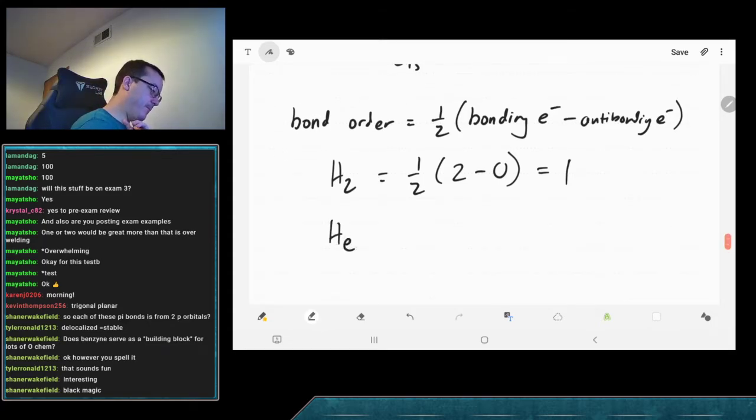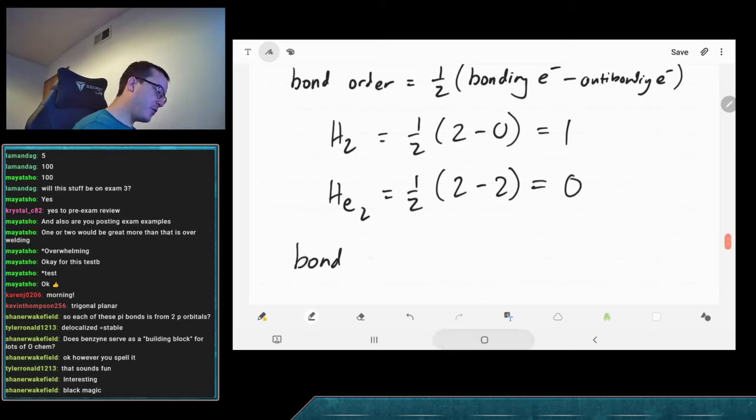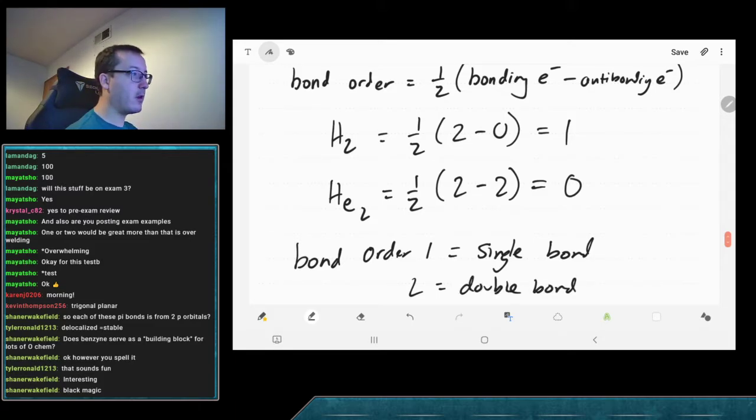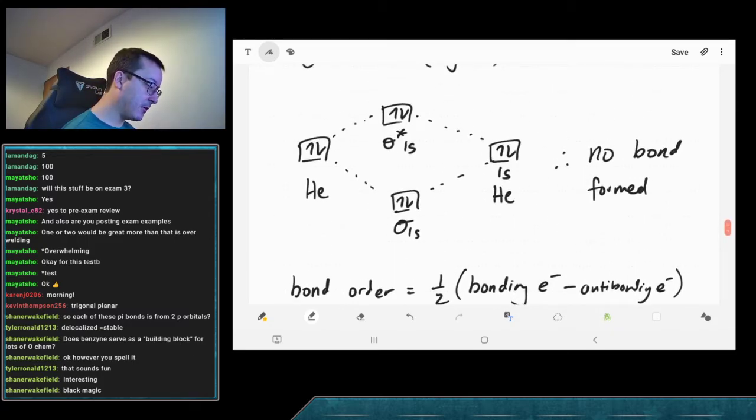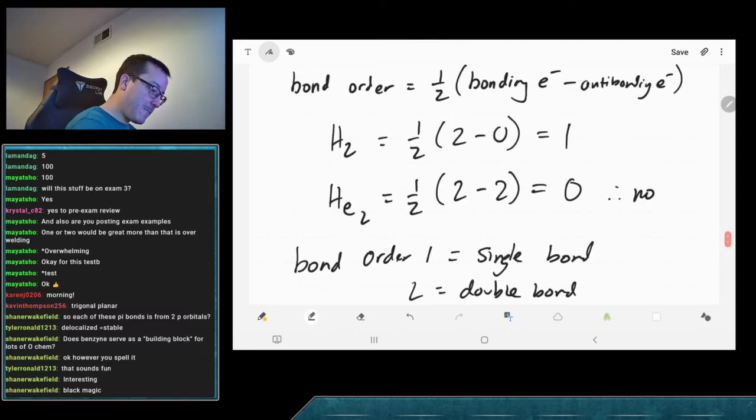For helium, we saw that we had 2 in bonding, 2 in anti-bonding. That equals 0. So if you have a bond order of 1, that's a single bond. If your bond order is 2, that's a double bond, etc. We could also have partial bonds. That's totally okay. That's due to resonance, but we'll deal with that later. That's why we're not going to see a bond between helium. Helium will not bond with other heliums diatomically.